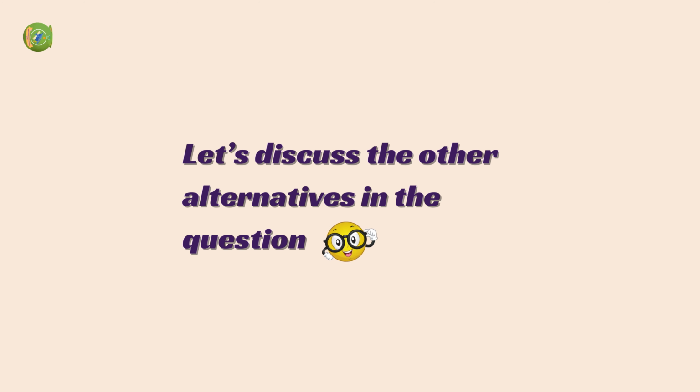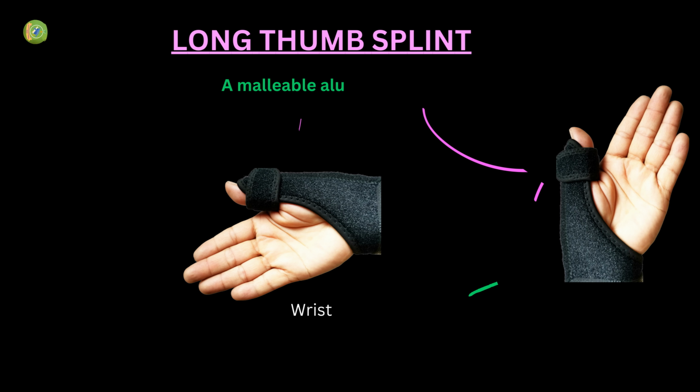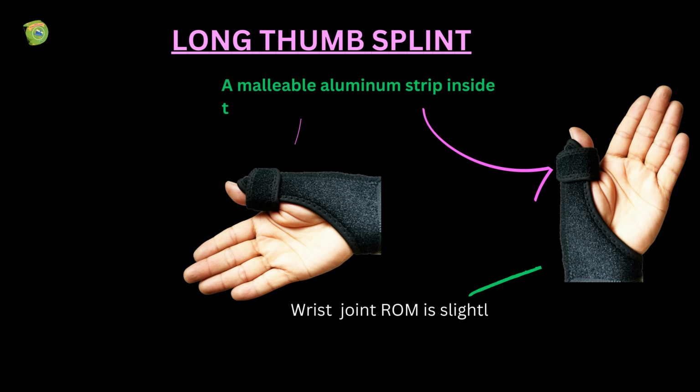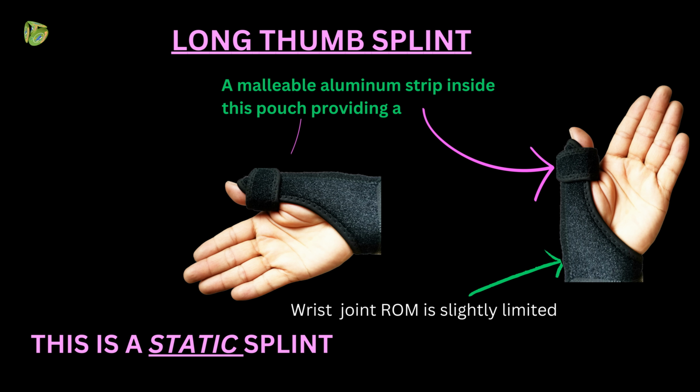Let's now discuss the other alternatives given in the question. This is a long thumb splint. It's a static splint. There are no mobile components seen anywhere on this splint. This splint is indicated as an extension stop for the distal phalanx and when controlled mobility of the CMC and MCP joints is required. The long thumb splint is used in thumb sprains, after tendon surgery to limit extension of the thumb, in basal joint arthritis to minimize pain, and sometimes in de Quervain's tenosynovitis.